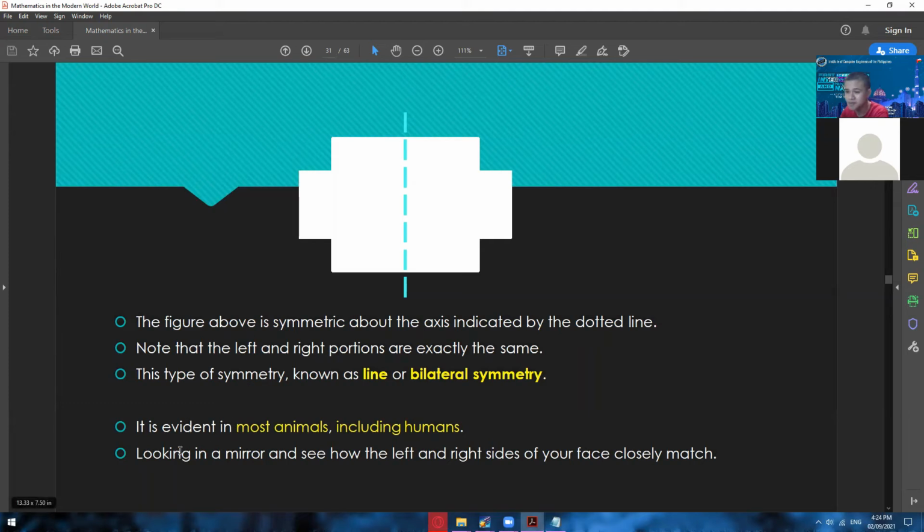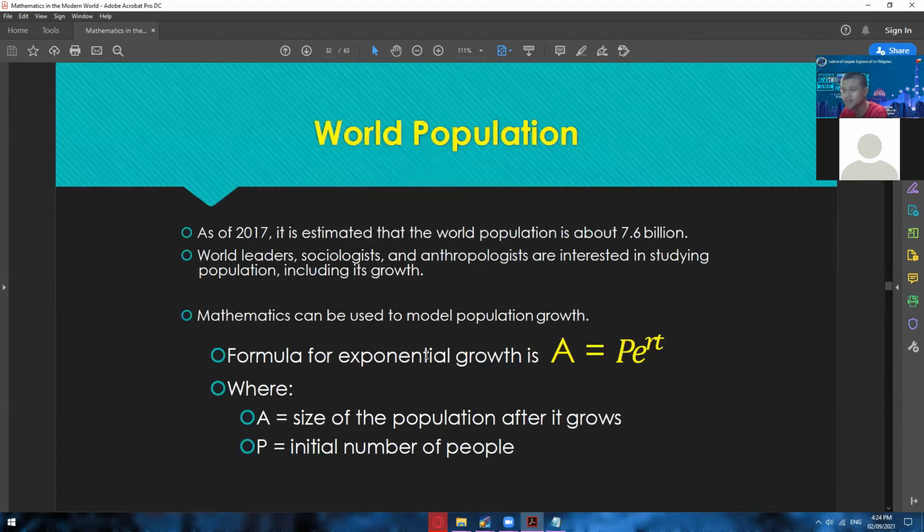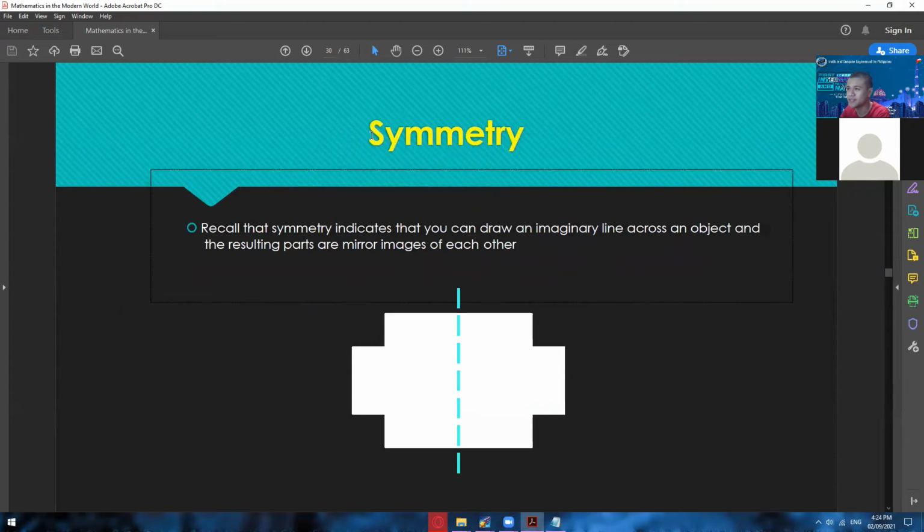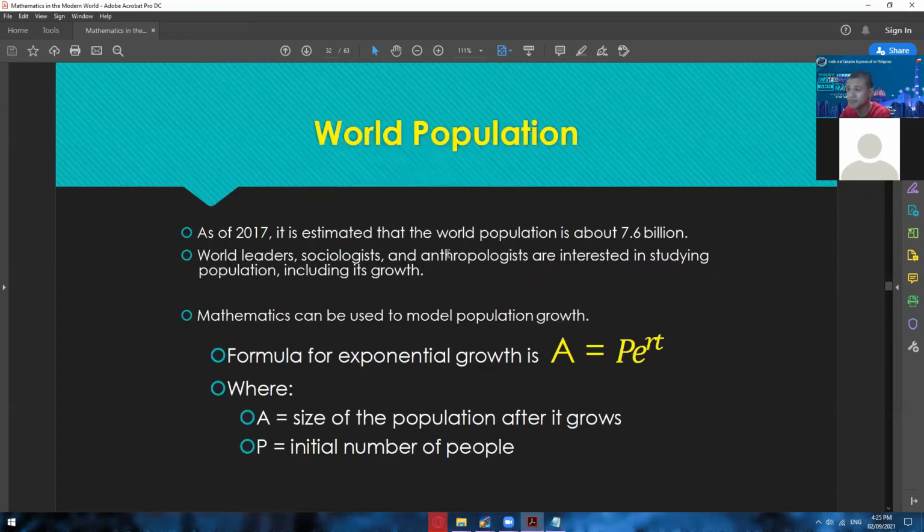Okay, so looking in a mirror, see how the left and right sides of your face closely match. So it's not 100% symmetrical or the same, but it's at least 90% the same. Okay, so you might have, I'll call this one a mole, a mole in here or a pimple in here. Okay, but on the other side, you don't have a mole or a pimple. Okay, so that's it for the short definition of symmetry. So the next one is world population.